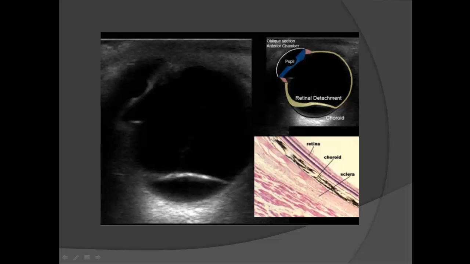Now this would go along with floaters, seeing flashes of light in one eye, or painless vision loss that patients report when they come in. You want to ultrasound these individuals to make sure that retinal detachment is not what is going on. But this is what you would see if that retinal detachment were present.